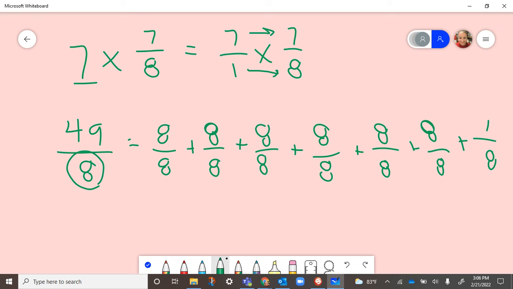And now I want to make sure all this is balanced. So 8, that's 1, 2, 3, 4, 5, 6. 8 times 6 is 48, plus 1 more is 49, so that's balanced.